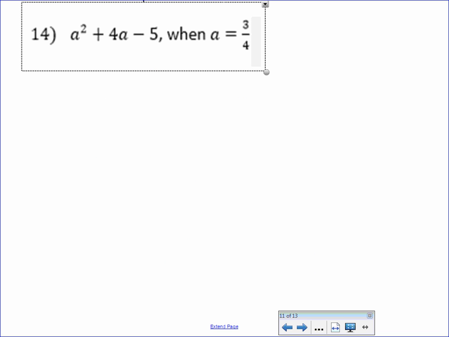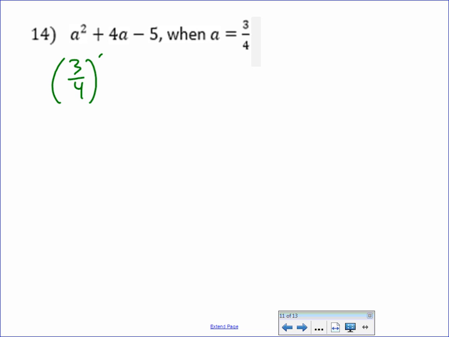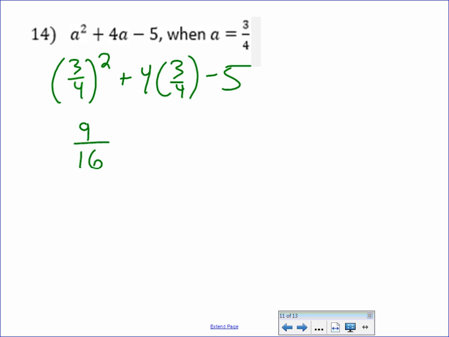On to number 14. So we're going to substitute in. So this will be 3/4 squared plus 4 times 3/4 minus 5. So when you square a fraction, you square the numerator and the denominator.